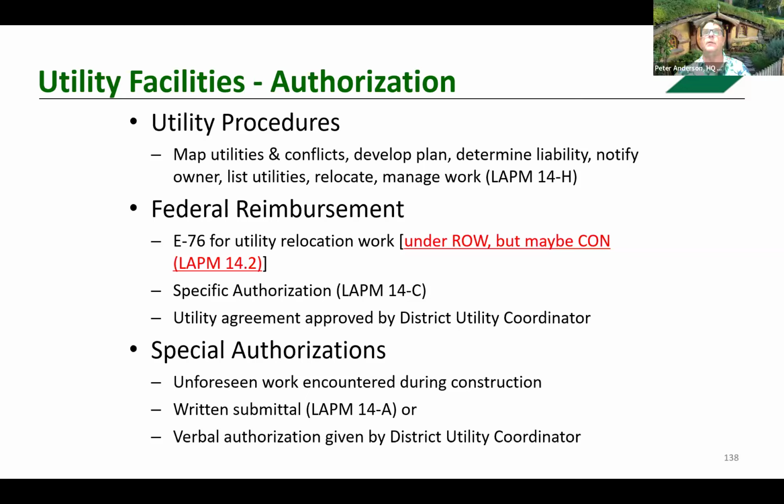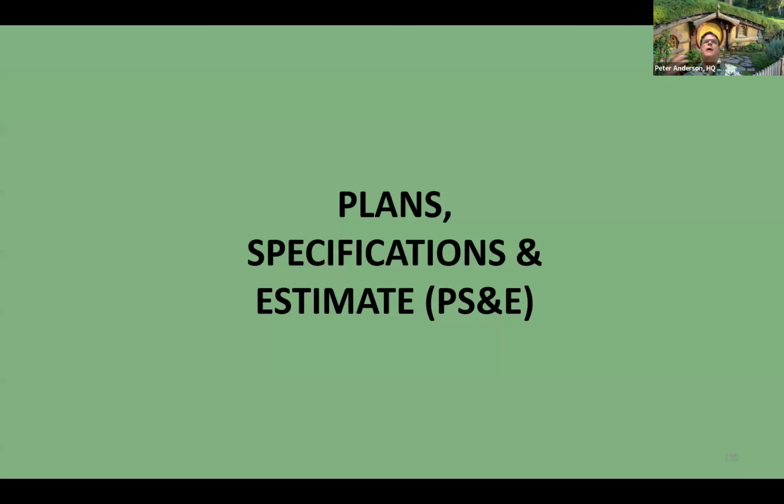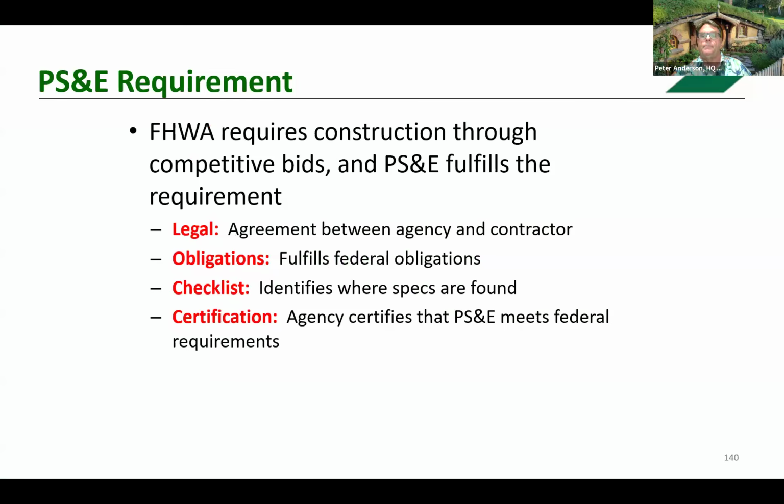All right, let's continue on. Our third section here is plans, specifications, and estimate, another topic of the federal aid. For construction projects, FHWA requires competitive bidding, and the PS&E package helps fulfill that requirement. The PS&E is part of a contract between a local agency and a construction contractor. It is required to fulfill all federal obligations.